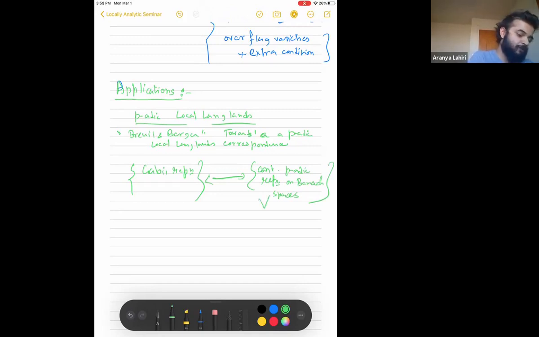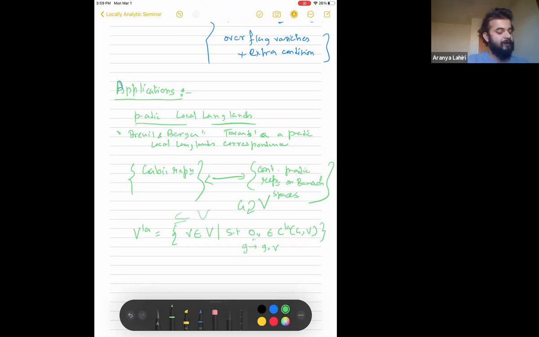So let's say you have V, a representation of G, let's say G is GL_n(Q_p). Then you define V^{la}, the locally analytic vectors of V, which is all v inside V such that the orbit map, which, if you remember, is the map taking g to g·v, is a locally analytic function. So this is a subset of V, and this is the locally analytic representation that becomes important.